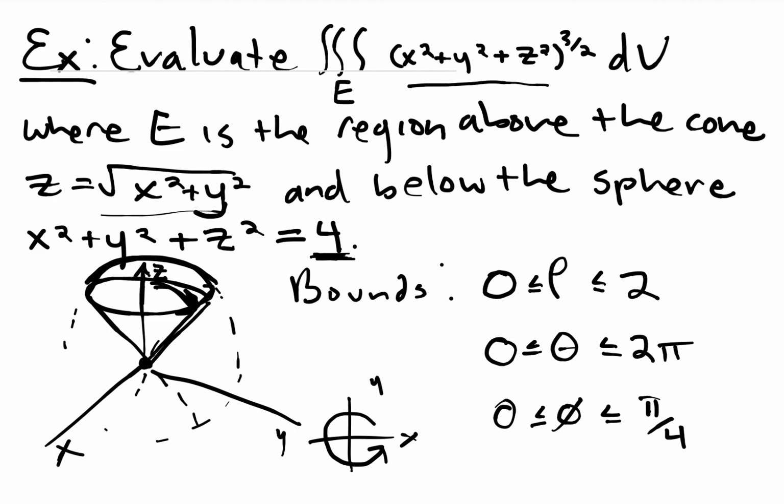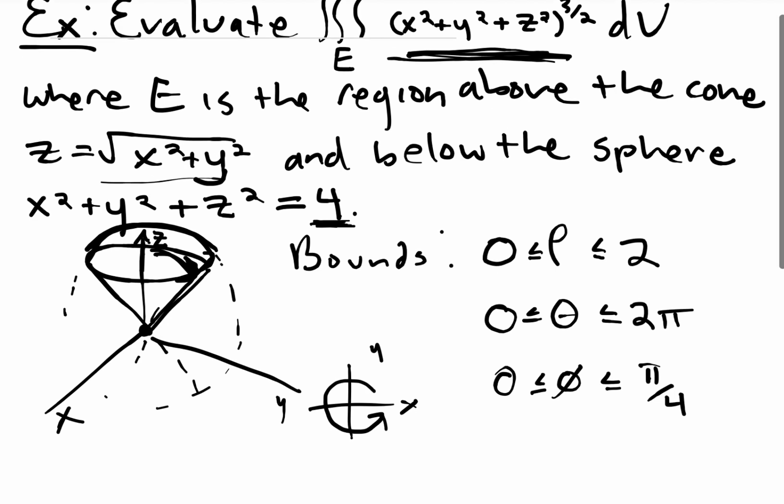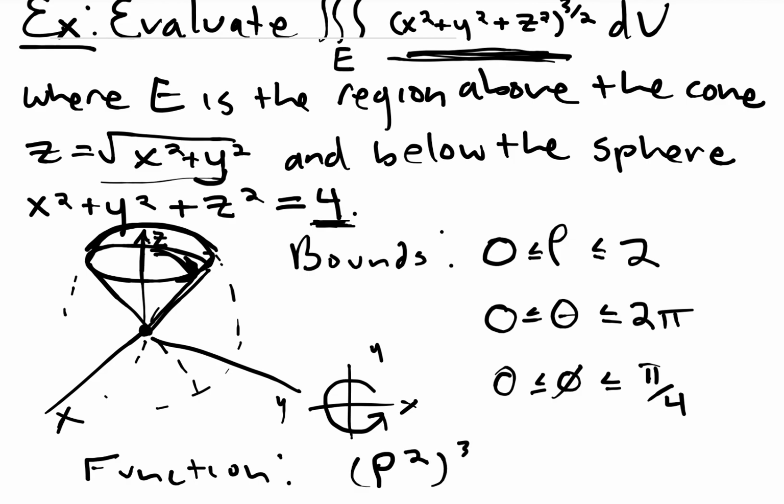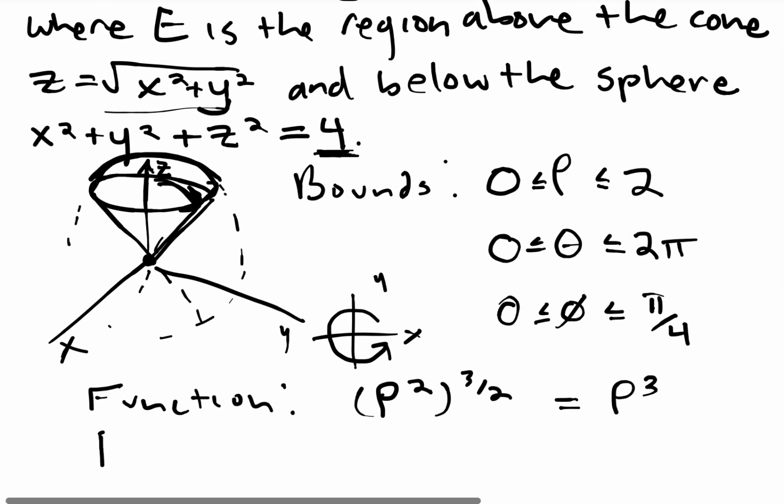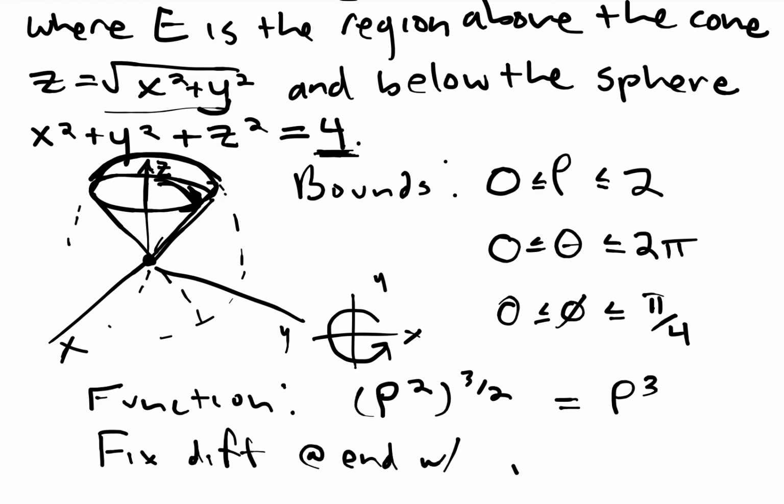If I'm worried about fixing my function, well, here I'll go ahead and make that note. My function is basically going to turn into, you can plug in x and y and z and simplify, or use the shortcut. You know, x squared plus y squared plus z squared is rho squared. I can replace that function in the integrand with rho cubed. And then do note we will have to fix that differential at the end, okay, with rho squared sine phi d rho d theta d phi.